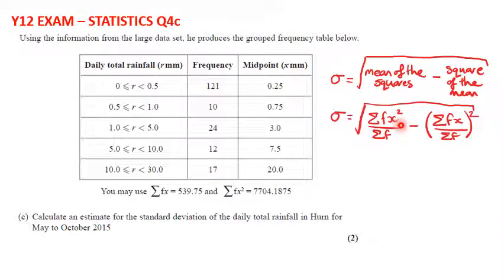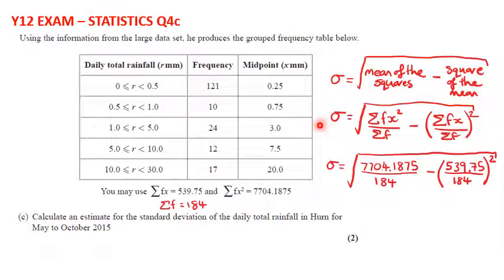Sigma is the square root of the mean of the squares minus the square of the mean. My mean of the squares is the sum of fx squared divided by sigma f, minus sigma fx over sigma f, that's my mean, all squared. Looking at what values I need, I'm given sigma fx squared and sigma fx. From the last part of the question, I calculated sigma f is 184. Plug those into this formula. Do write on your exam paper that formula with the numbers plugged in fully.